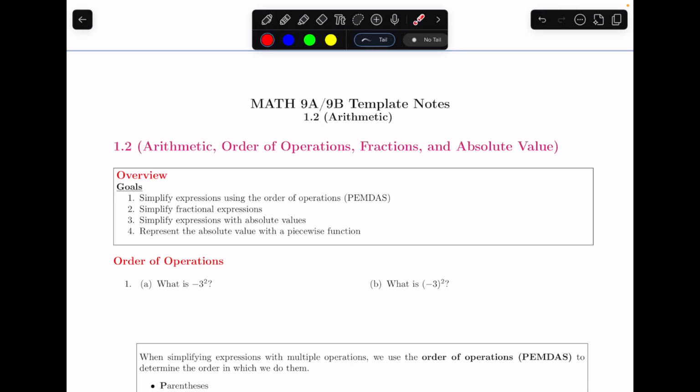In this video, we're starting section 1.2 on arithmetic. Our goals are to simplify expressions using order of operations, PEMDAS, simplify fractional expressions, simplify expressions with absolute values, and to represent the absolute value with a piecewise function. So in this video, we will talk about order of operations.